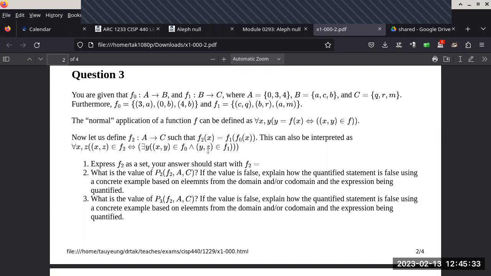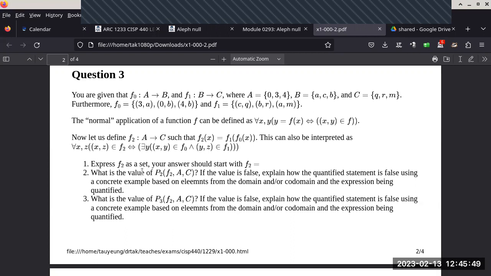So now we move on to the actual question. Express f2 as a set. Your answer should start with f2 equals. It does not ask for an explanation. So you just have to tell me what are the members of f2 in this case.